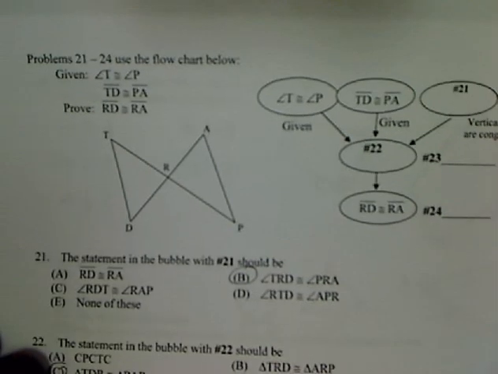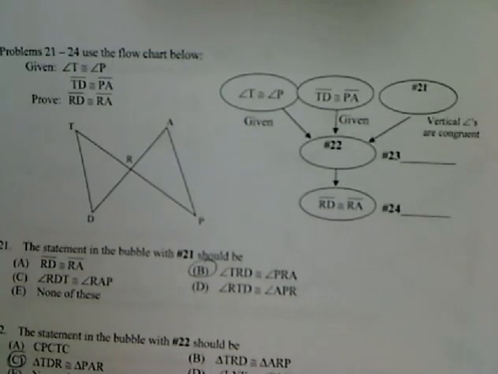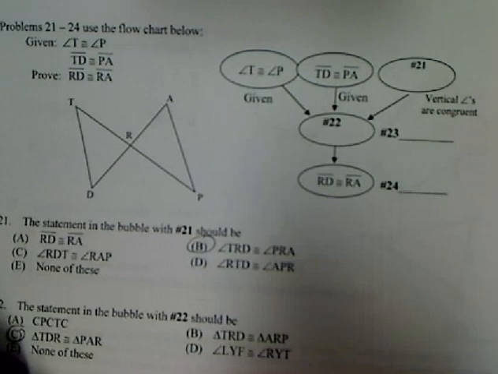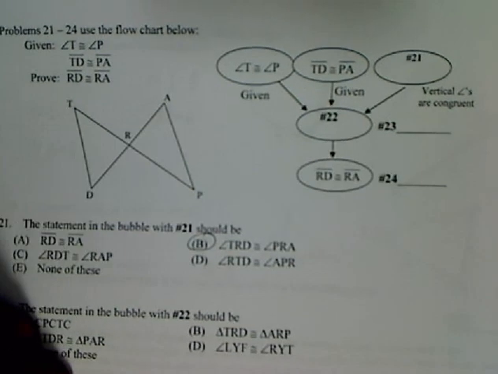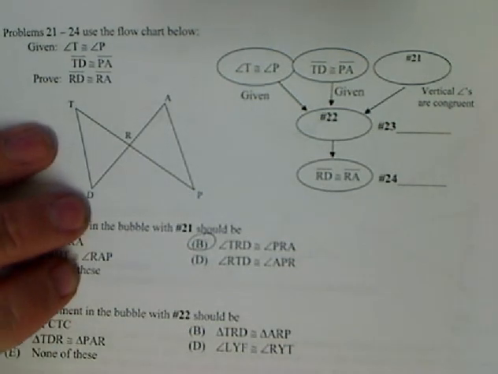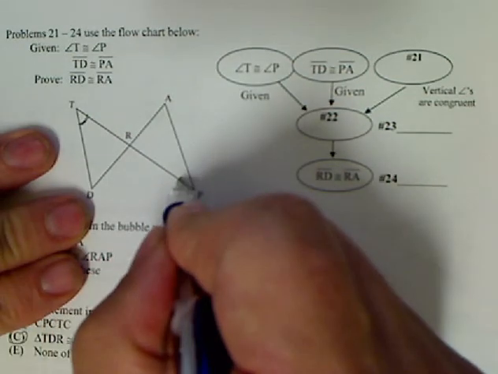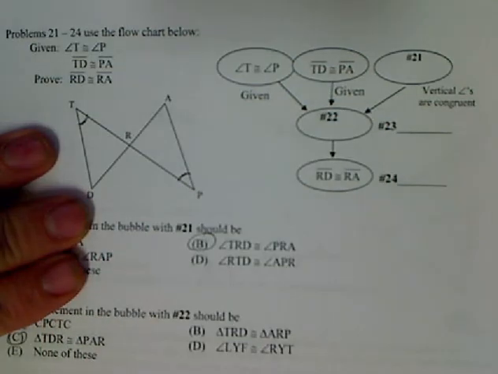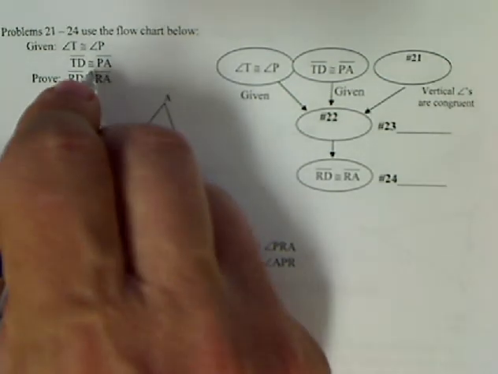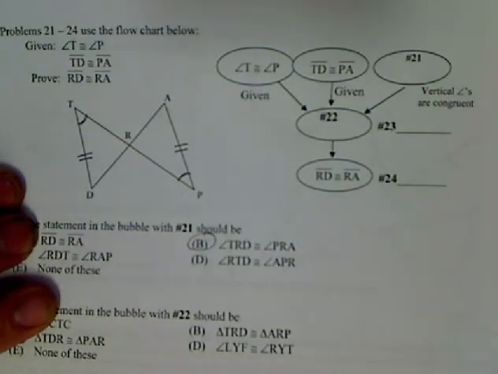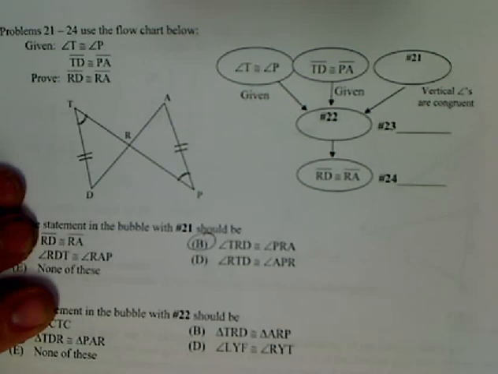Okay. For this next one, we're going to look at our basic proofs, and we're going to be filling out all these different rules. There are a lot of different problems for this one diagram, so we're going to fill it all in up here, then answer all the questions. First thing I'm going to do is mark up my figure. Angle T is congruent to angle P. So mark those. Side TD is congruent to PA. I'm trying to prove that RD is congruent to RA. So those are my two givens.